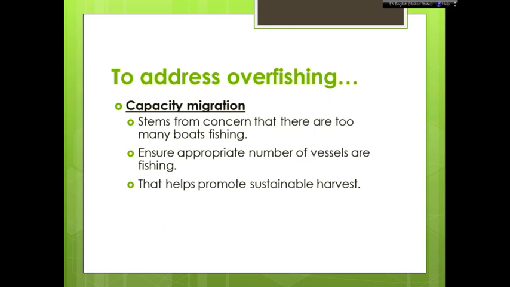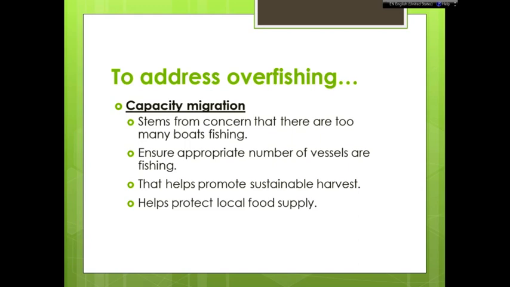Of course, if we can get to the appropriate number of vessels, the appropriate number of boats, then that's going to help us promote sustainable harvest. So that's where we're going with this idea of capacity migration. Promote sustainable harvest by having the right number of boats on the water. That's all we're talking about.